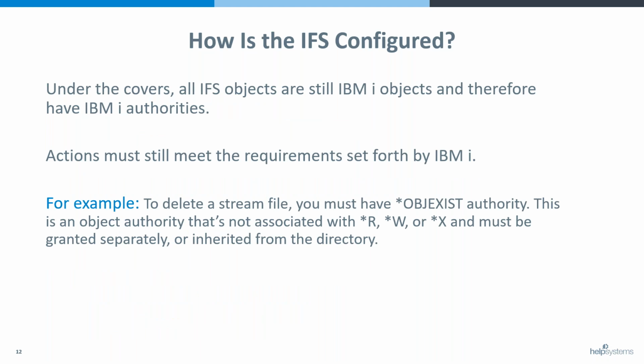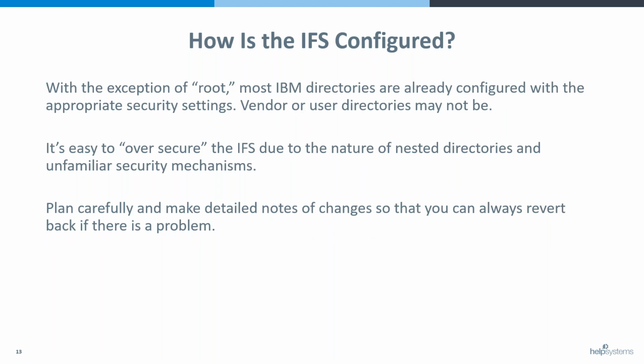Under the covers, the IFS objects are still IBM objects and do have those IBM i authorities. Now, those actions still have to meet the requirements set forth by IBM. So if you wanted to delete a stream file, you have to have that object exist authority. It's an object authority not associated with that RWX and has to be granted separately or inherited from the directory. So you've got some little tweaks there too, because now you have to think about what the directory authority is and whether that is going to apply to the object that you're working with. So when we're looking at root, most IBM directories are actually already configured with appropriate security settings.